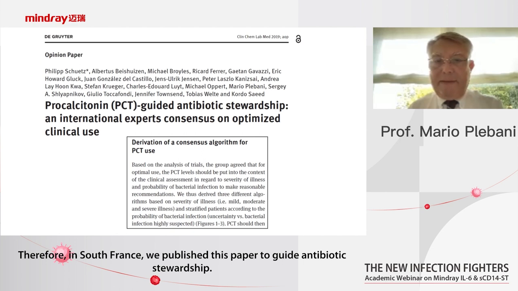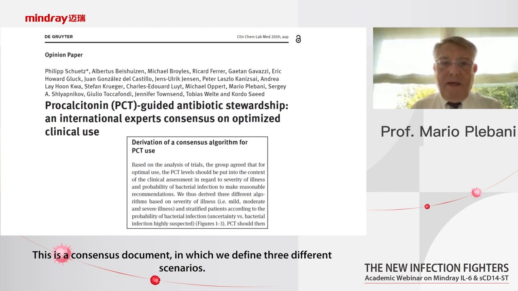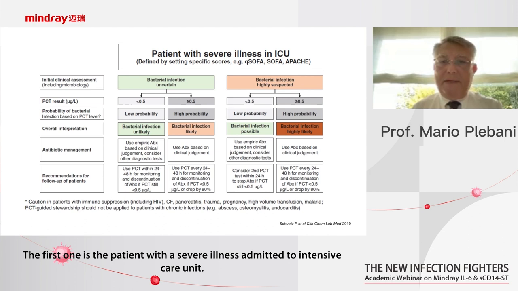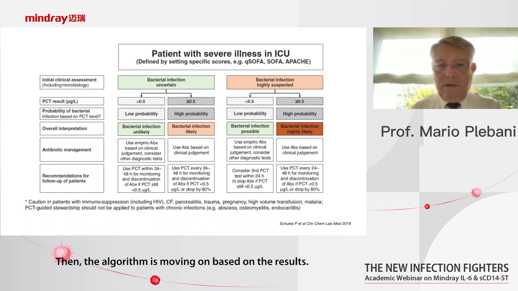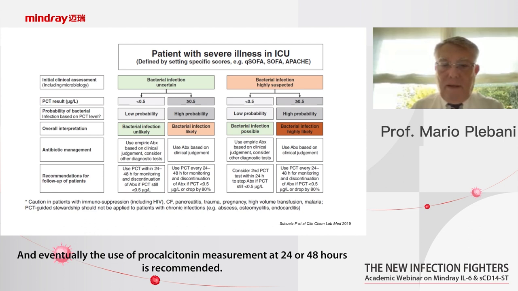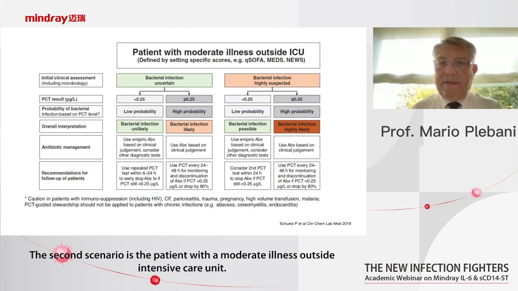Therefore, with some friends, we published this paper on how to guide antibiotic stewardship. This is a consensus document in which we define three different scenarios. The first one is a patient with a severe illness admitted to intensive care units, and you can see that the cutoff is 0.5, and thereafter the algorithm moves on based on the results. And eventually, the use of procalcitonin measurement every 24 or 48 hours is recommended.